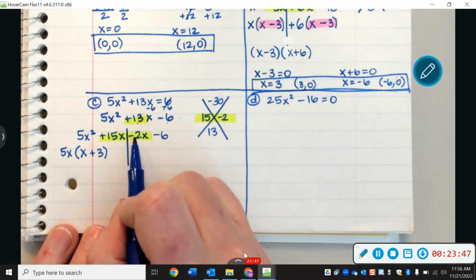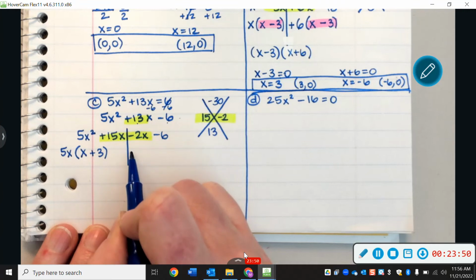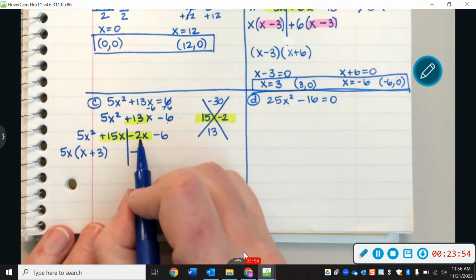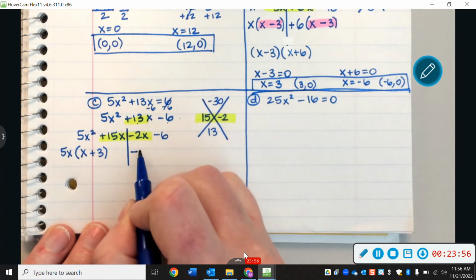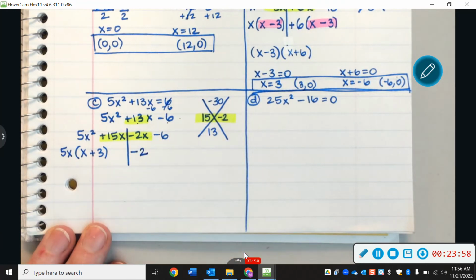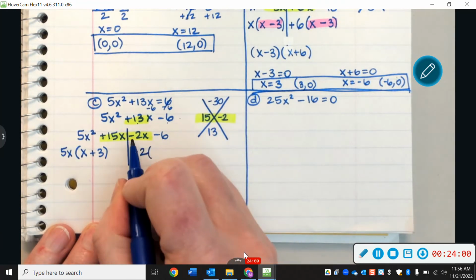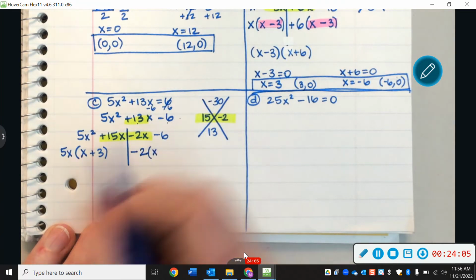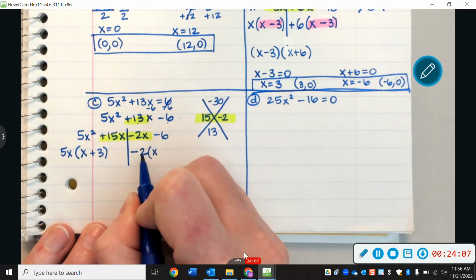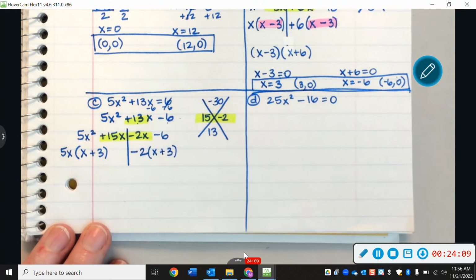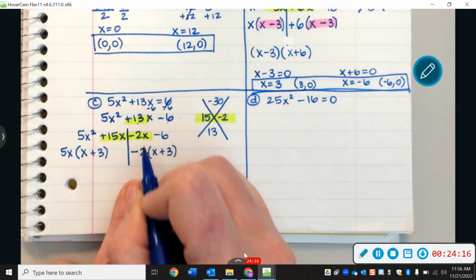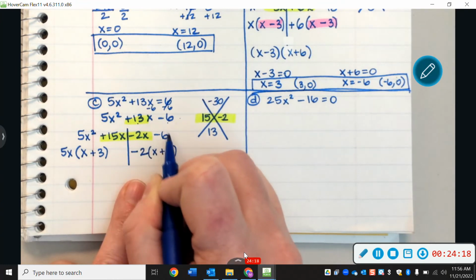For my second half, I'm noticing my leading coefficient is negative. So I'm definitely going to have to factor out a negative. And I'm noticing that both of these things are even. They're divisible by 2. So if I divide negative 2x by negative 2, just an x will be left over. If I divide negative 6 by negative 2, I'll have positive 3 left over. And I know that's right because if I distribute back out, negative 2 times x is negative 2x, and negative 2 times 3 is negative 6.